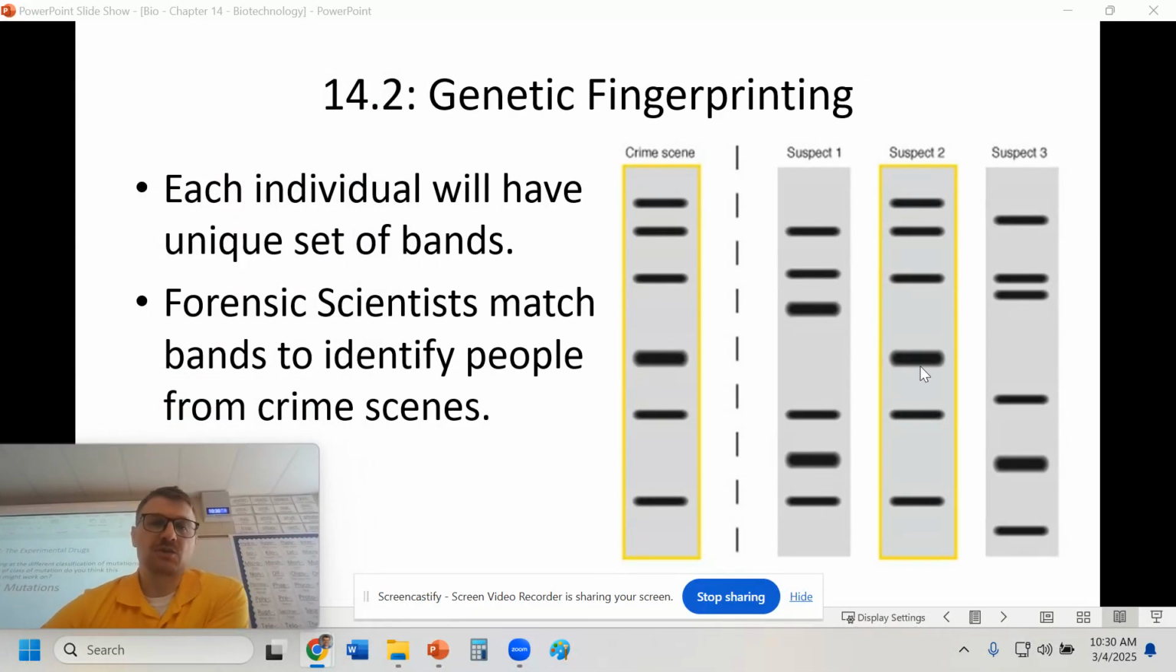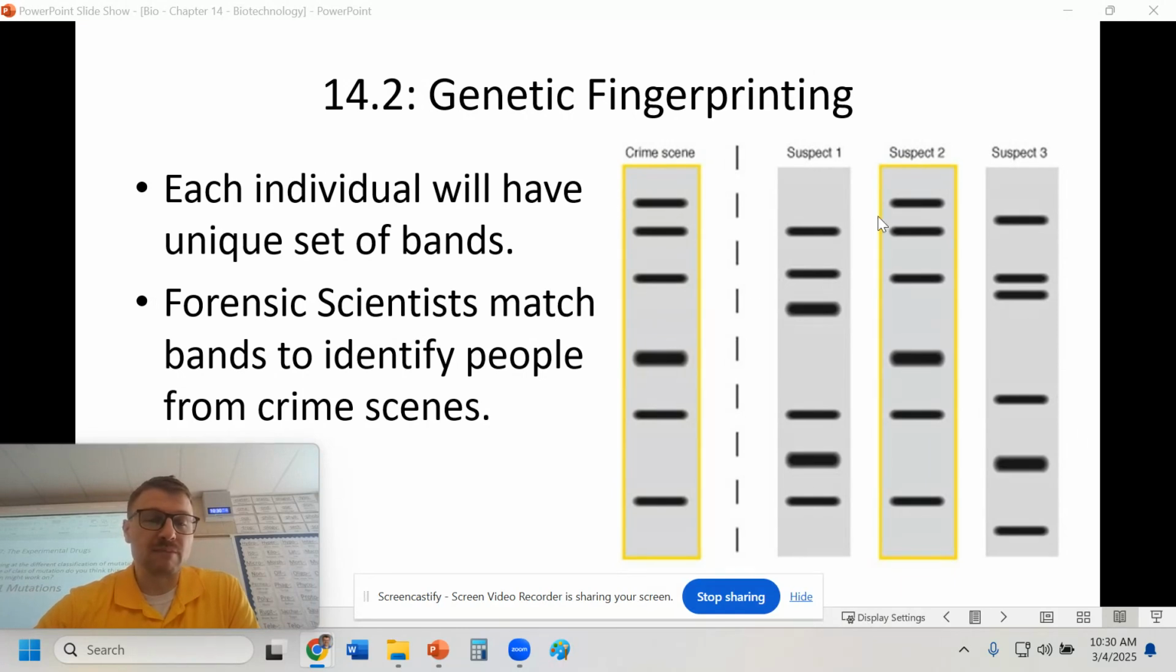All right, in our next section, we're going to talk about something called genetic fingerprinting. This is exactly what we just talked about in the last section with our gel electrophoresis. However, now we're going to use this in forensics. Basically, we're going to look at how those unique bands, those unique DNA lines, allow us to identify a person based on whether or not they share those bands. So again, you can see here we found DNA at a crime scene and we have 3 suspects.